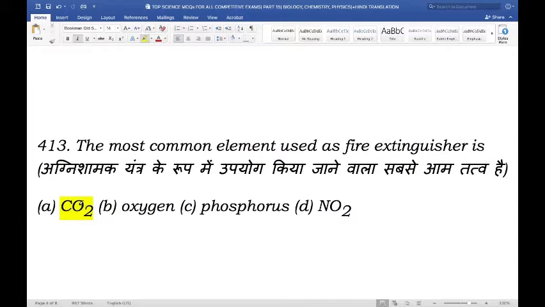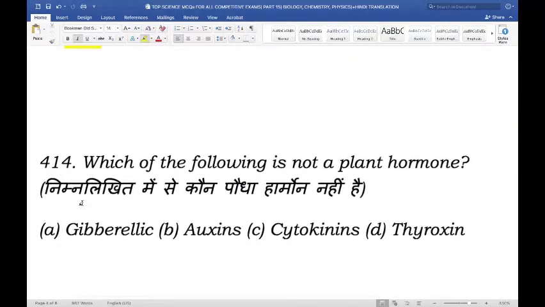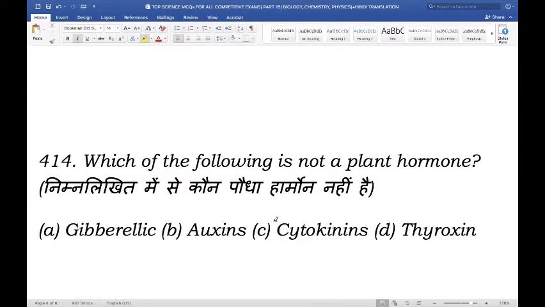Carbon dioxide extinguishers work by displacing oxygen, or taking away the oxygen element of the fire triangle. The carbon dioxide is also very cold as it comes out of the extinguisher, so it cools the fuel as well. Next, which of the following is not a plant hormone? Is it gibberellic, auxins, cytokinins, or thyroxine?